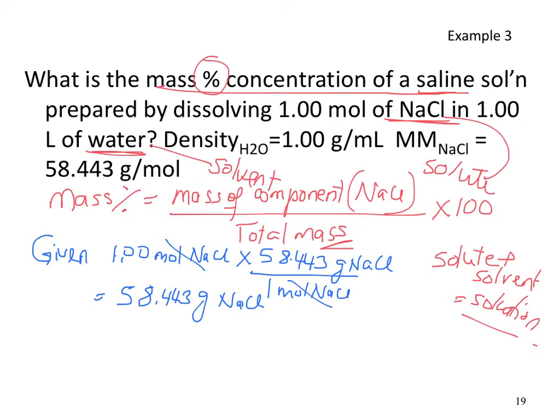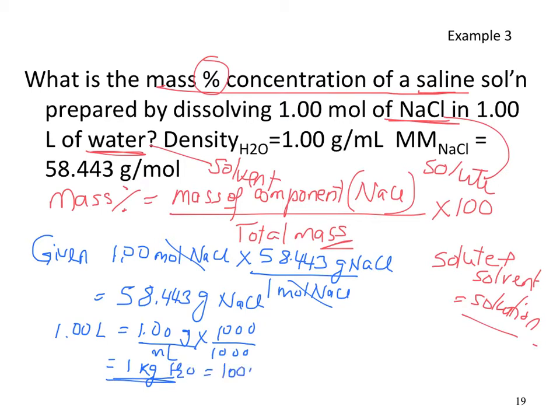since we are given that we have 1.00 liter of water, and the density of water is 1 gram per milliliter. I might be able to say, if I multiply and divide by 1,000, that I'm dealing with 1 kilogram of water, right? So 1 kilogram basically reflects 1,000 grams H2O.